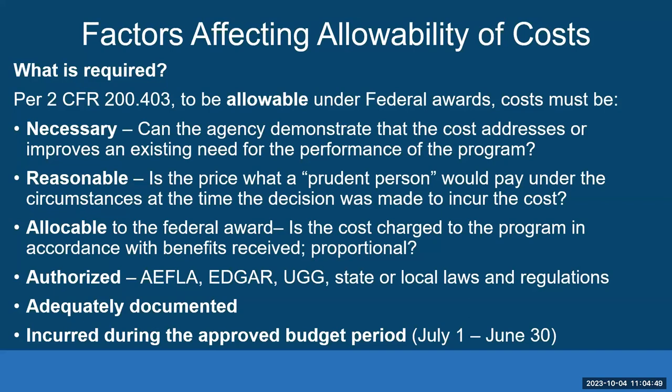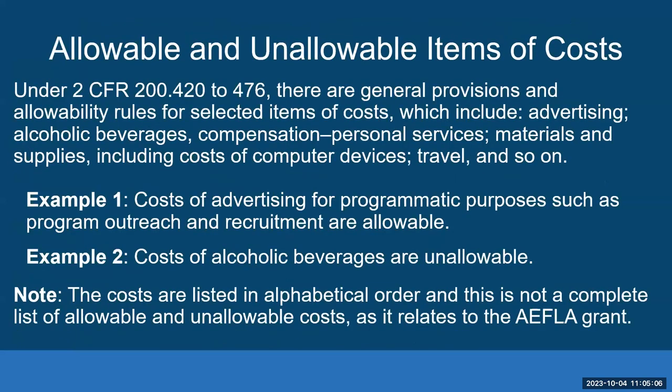And again, we'll be seeing more of that, but I just want to mention it because these factors are to be considered every time that an expenditure is made with federal funds, including AEFLA. In the reference here, section 420 to section 426, there are 56 general provisions and rules for selected items of cost, which include advertising, alcoholic beverages, compensation of personal services, which is salaries and benefits.